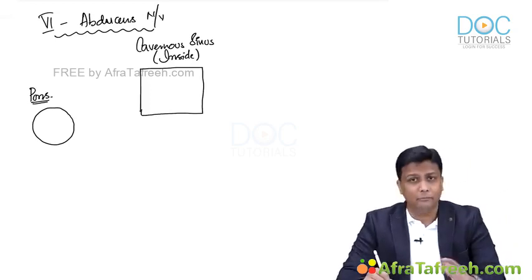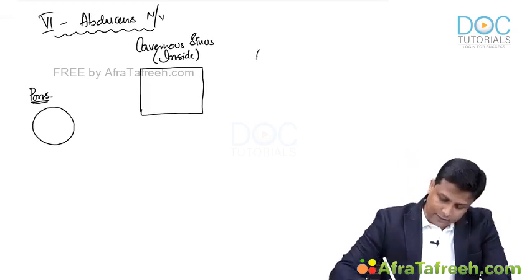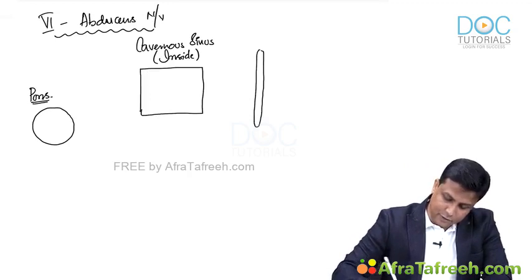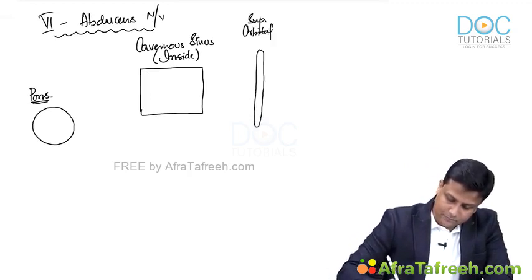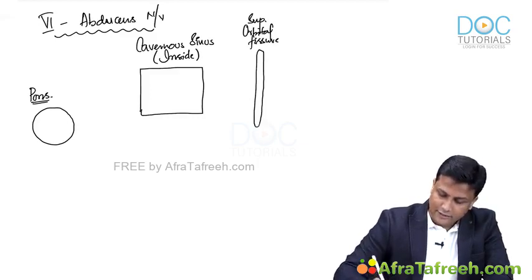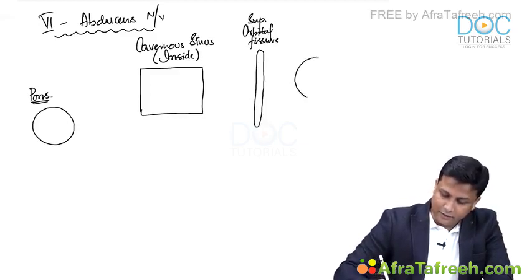That is an important point to make a note of. Then after that, the remaining story remains the same. It is also going via the superior orbital fissure, then the sixth nerve will enter inside the orbit.